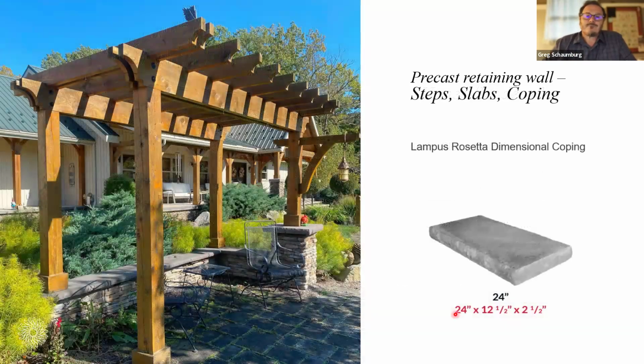A few other product types go through there on the manufactured part, and this gets into the coping side. The coping that's on here is the cap of the wall, right? So you have the wall material that goes up. This is that cast stone. Actually, I'm sorry, this is a veneer wall that was a cultured stone veneer, and then it was capped with a Lampus Rosetta dimensional coping that was intended to look like an actual stone coping.